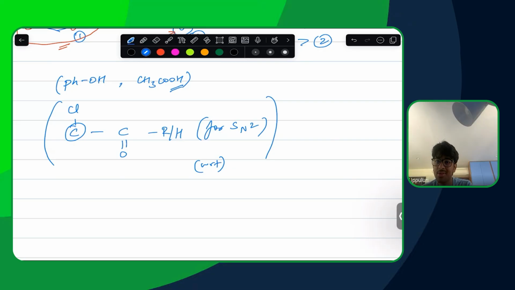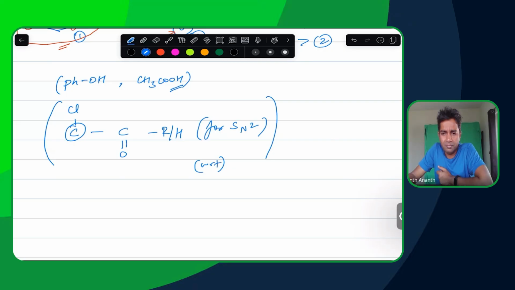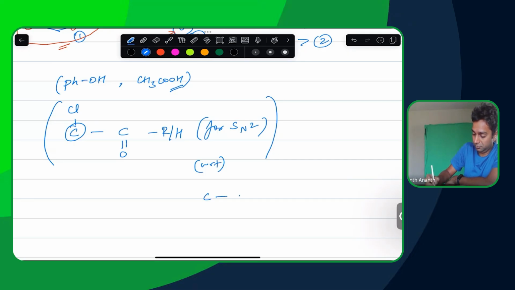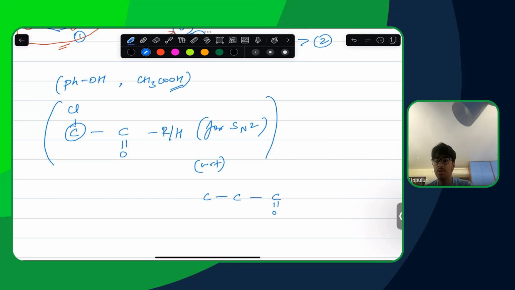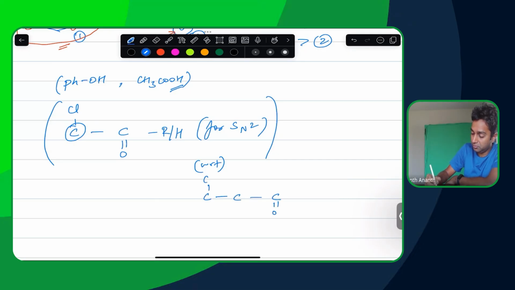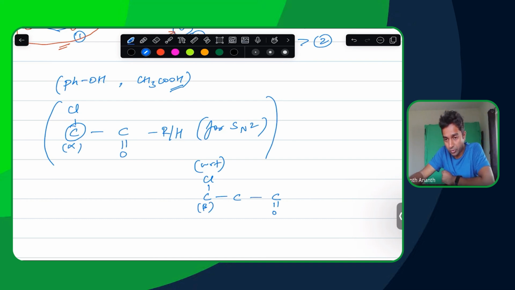Not like beta don't do. Wait. Beta, okay, let's go with the beta. So this would be a beta. Yeah. Okay. So this is the alpha, this is the beta. Okay. Now SN2, what is going to be happening there? Some fellow has to basically come and attack.